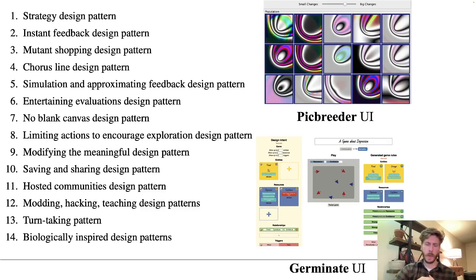On the right here are 2 such CC systems which use the user interaction design pattern mutant shopping, in which users are shown a number of generated options, and they can pick parent artifacts to generate more artifacts in a co-creative process. And PickBreeder here is an exploratory image generator, and then Germinate is a rhetorical game generator, both of which are using the mutant shopping design pattern.